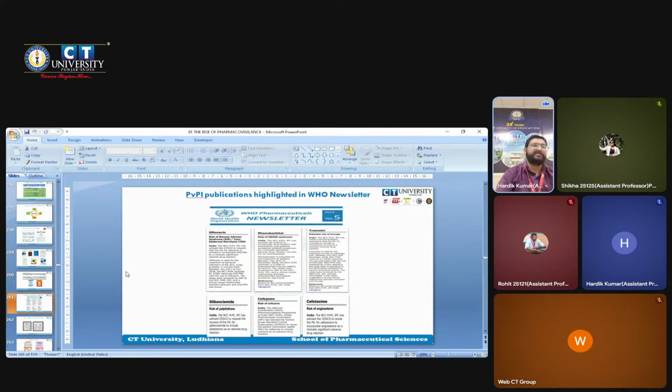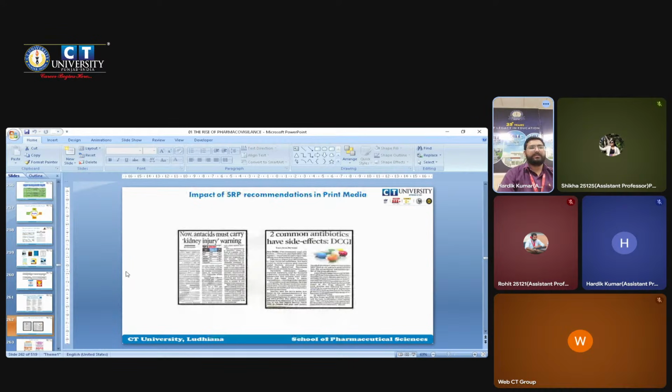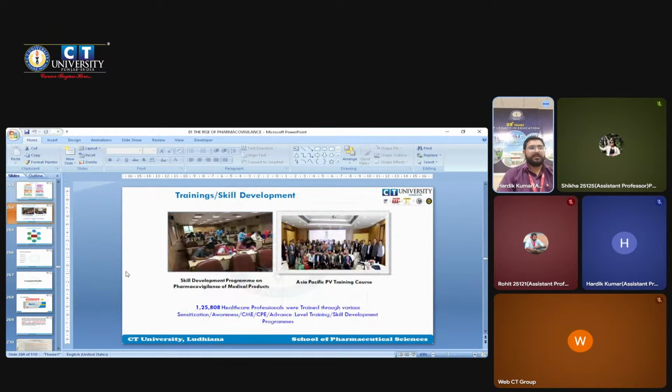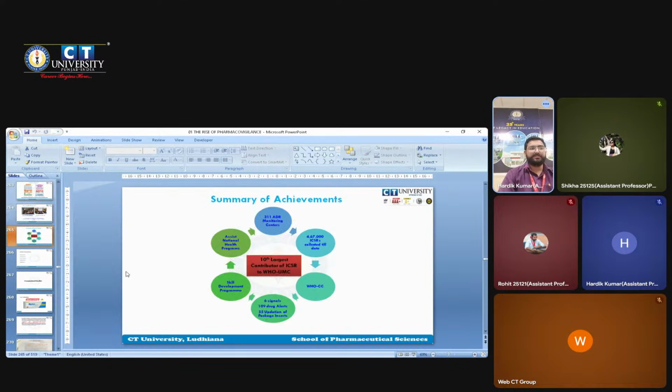This is the newsletter as presented by the World Health Organization, in which we get information about ofloxacin, phenobarbital, and tramadol; each and every year there are newsletters. These are the news of PvPI. Press communications are also available. These are some pictures of the training and skill development program. One of the nearest centers in Punjab is PGI Chandigarh.